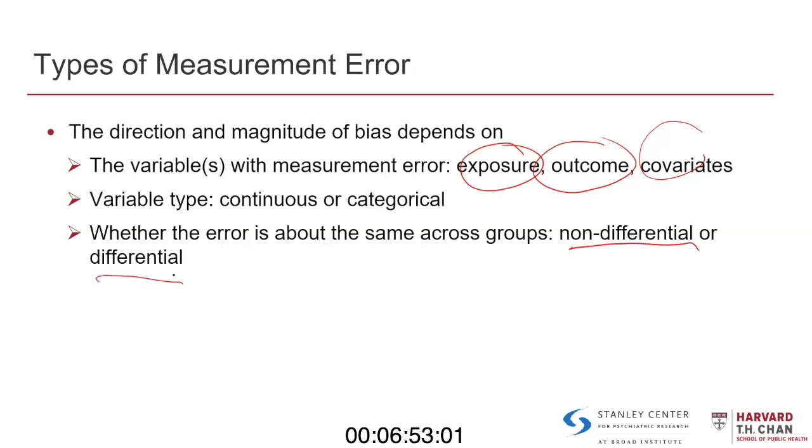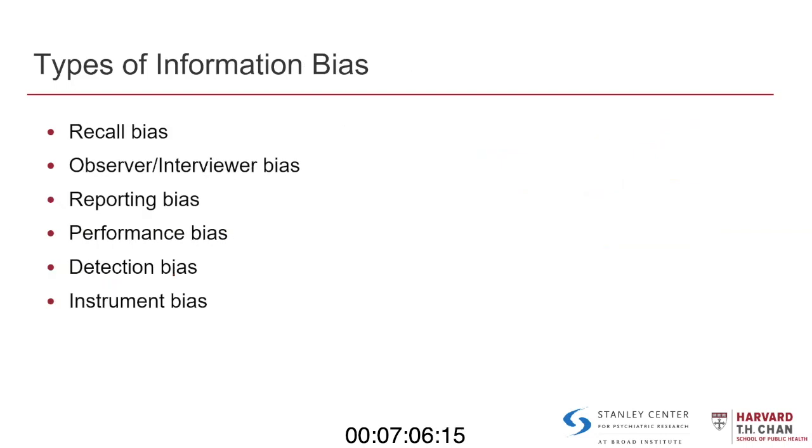So the direction could be different. If you have a non-differential error, as I mentioned, it could be different in how the error might affect the magnitude of the association between our exposure of interest and our outcome of interest.